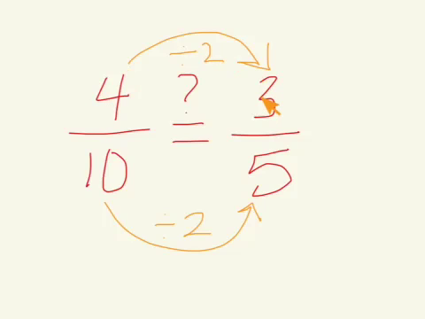4 divided by 2 is 3? Uh-oh, we've got a problem. That's not correct. 4 divided by 2 is not 3, it's 2. So this should be a 2 if these were equivalent fractions. So, since 4 divided by 2 is not 3, that means that these are not equivalent. The professional math way of writing that is with an equal sign with a diagonal dash through it. There we go. 4/10 is not equal to 3/5.